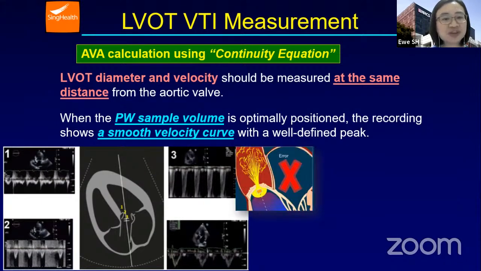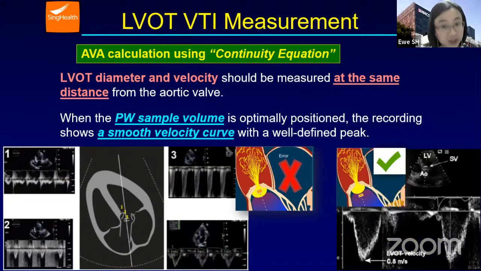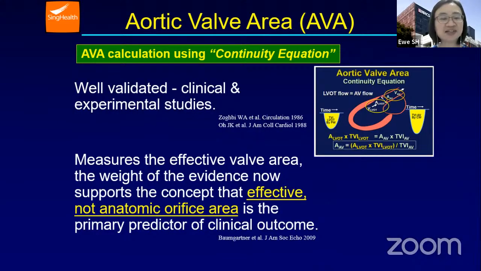The next parameter that's important when we calculate the continuity equation is LVOT VTI. When we do sample volume placement for pulse Doppler, it's important to avoid the flow accelerations. Otherwise you will calculate wrongly because of overestimation of flow, and that will not be good for assessing aortic stenosis. The best measurement is just distal to the valve in the maximum laminar flow, and this will be the LVOT VTI that we plug into the continuity equation. I think it's very important to highlight that it's the effective orifice area based on the continuity equation that is the predictor of clinical outcome.